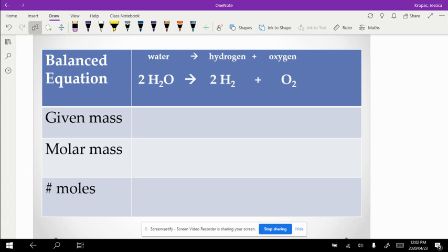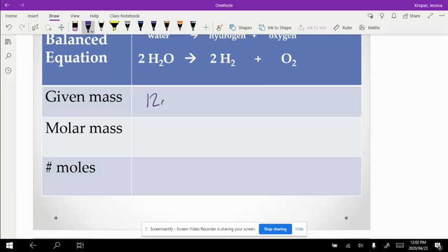Next thing I want to do is read my question and figure out what I've been given. In my question, I was told that I have 12 grams of water. I was also told that I'm looking for the amount of oxygen that will be released. So I'm looking for oxygen. What that means is now that I have my balanced chemical reaction, I only care about water and I only care about oxygen. So I can essentially ignore hydrogen in this case. We just need to look at oxygen and water. So I know I'm going to have to convert to the number of moles. Since I have to convert to the number of moles, I'm going to find my molar mass for oxygen and my molar mass for water.